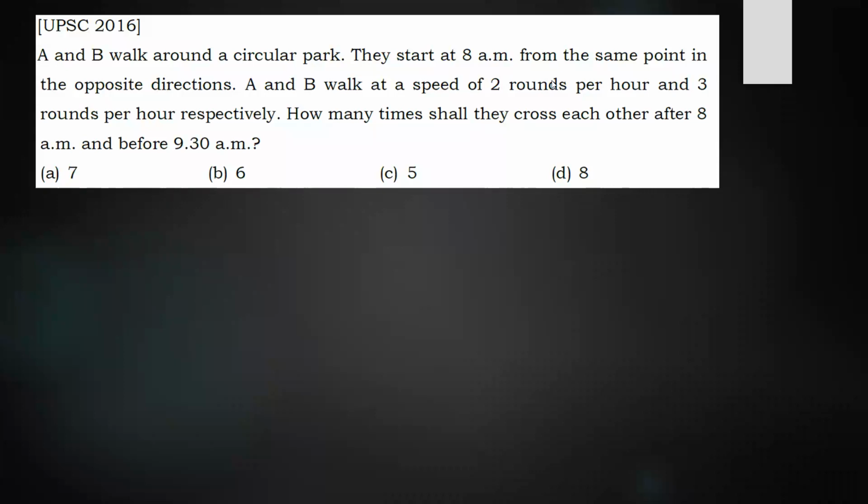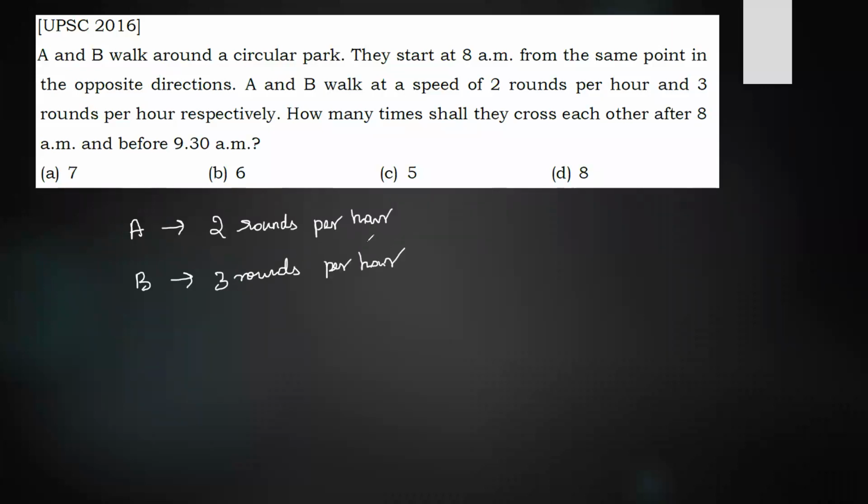So I'll read the question here. 19th one. A and B walk around a circular path. They start at 8 a.m. from the same point in opposite direction. A and B walk at a speed of 2 rounds per hour and 3 rounds per hour respectively. How many times shall they cross each other after 8 a.m. and before 9:30 a.m.? So between 1.5 hours. How will you find this?